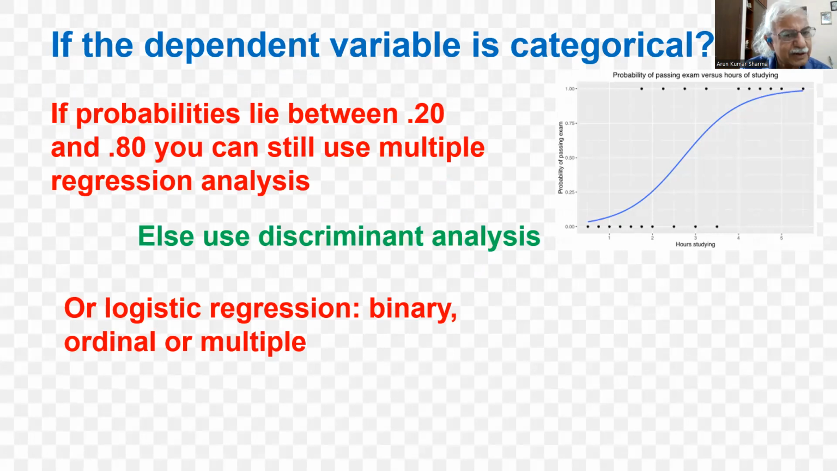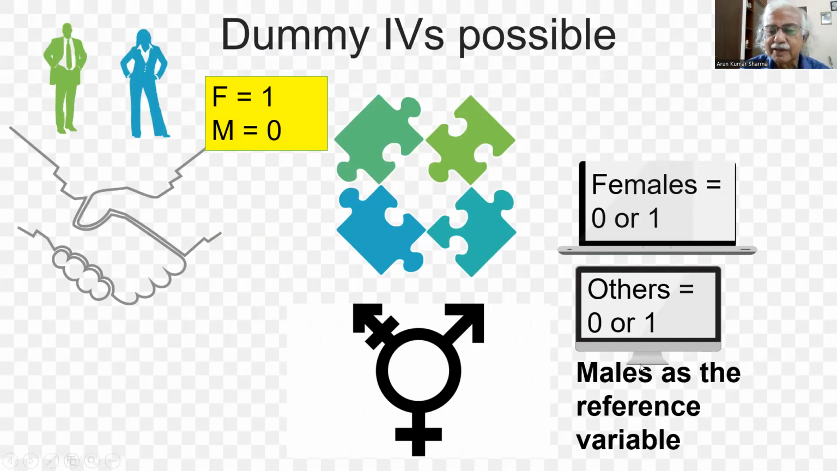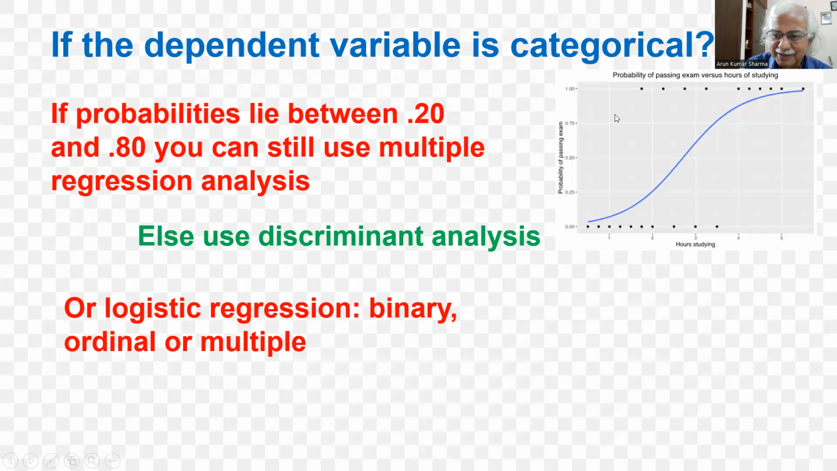Sometimes you have 3 or more categories, like in the previous example, if gender is divided into 3 categories, males, females, and others, then you will need 2 dummies. Actually, as a rule, if you have a qualitative variable with n categories, then you will need n minus 1 dummy variables. And the meanings of regression coefficients will be the differences in the mean values of the dependent variable between a particular category and the reference category.